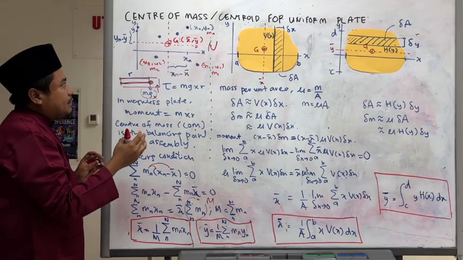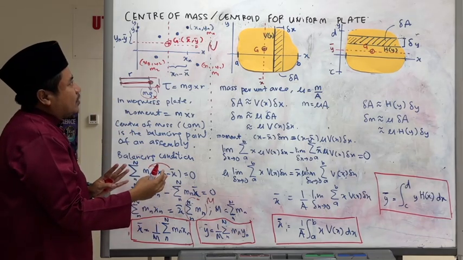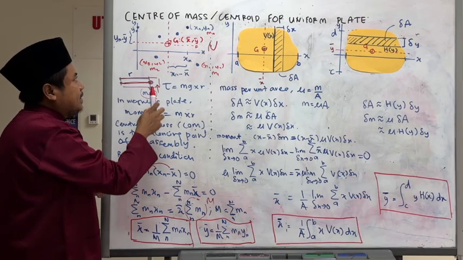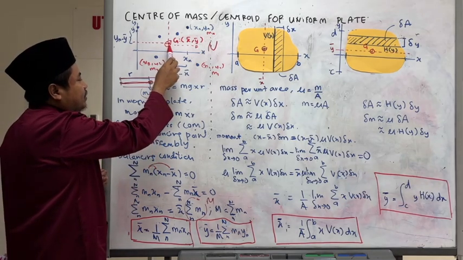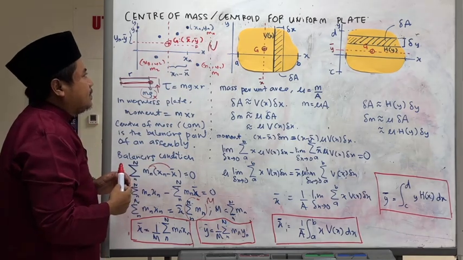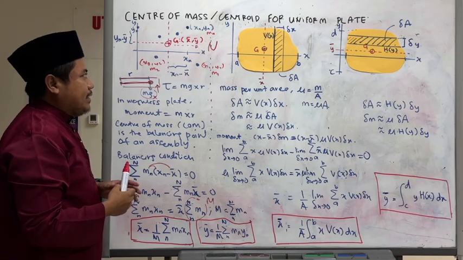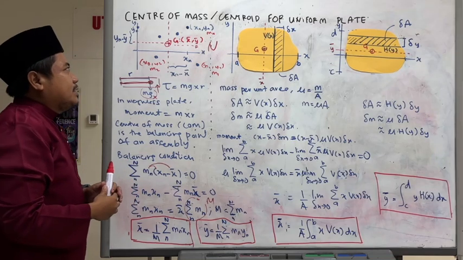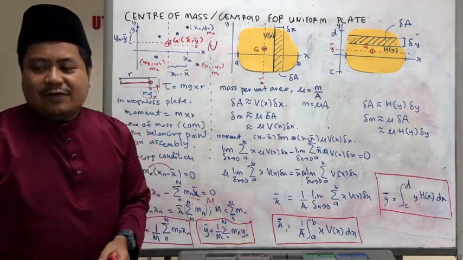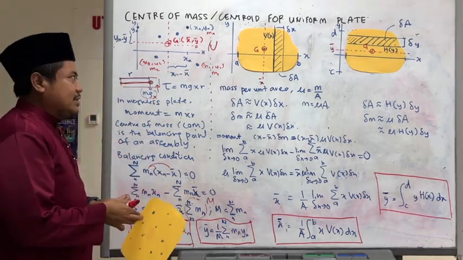So here we have shown how we can get the position of the center of mass of a system of many particles. Now, if we have so many particles, for example in a plate, now we have a plate.